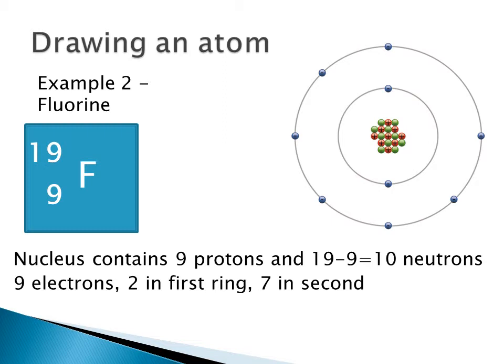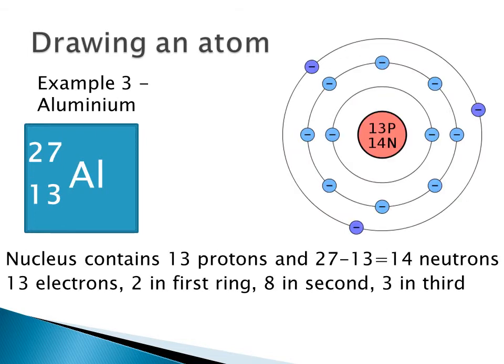Okay, so again, bottom number is protons, and we have 9 of these positive charges in the nucleus. We have 9 electrons. 2 can fit in the first ring, which leaves us 7. So here they are, 1, 2, 3, 4, 5, 6, 7 in the second ring. And finally, top number is the mass, so top minus bottom gives us 10. We have 10 neutrons in the nucleus. Fluorine, done.